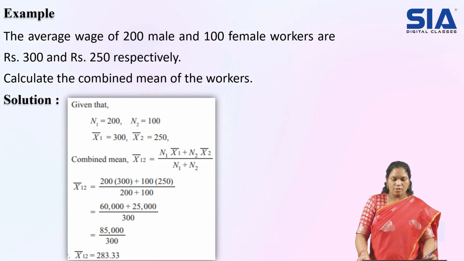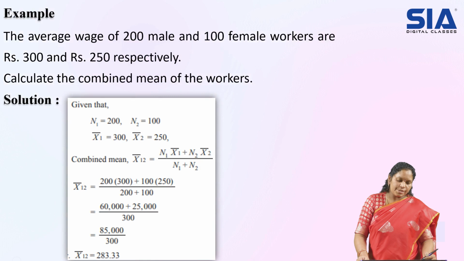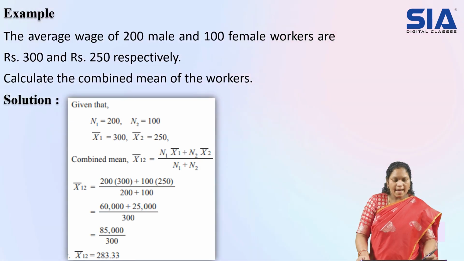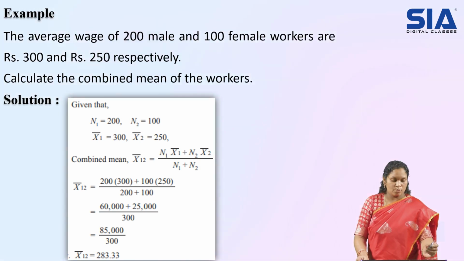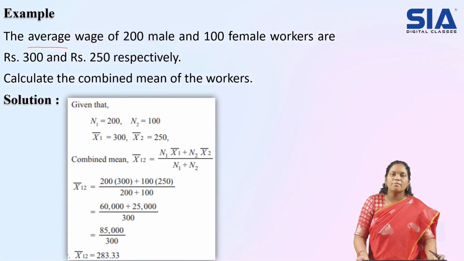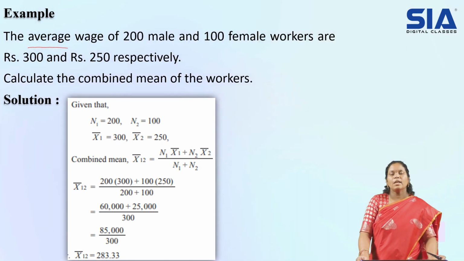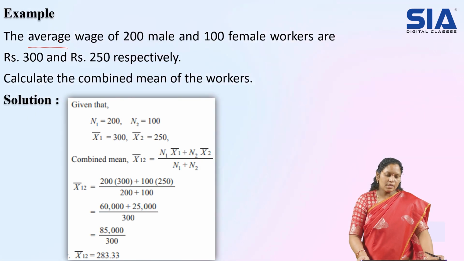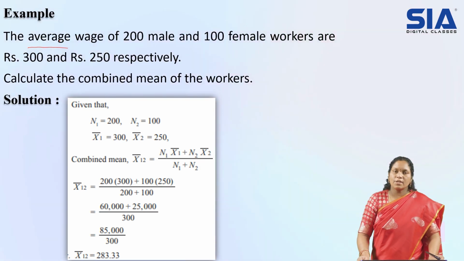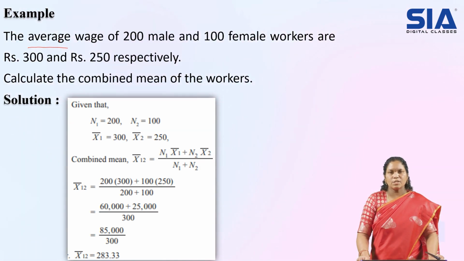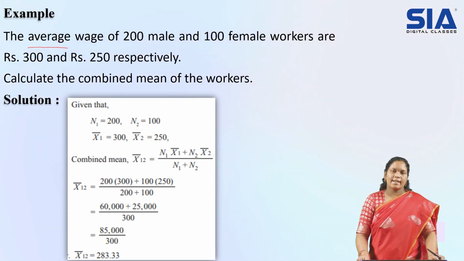The average wage of 200 male and 100 female workers are rupees 300 and rupees 250 respectively. Calculate the combined mean of the workers. They are asking for the combined mean. We already have average values. Average is the clue. Average is nothing but a mean value. They'll not specify directly that it is mean. Wherever you get the word average, understand that it is mean.